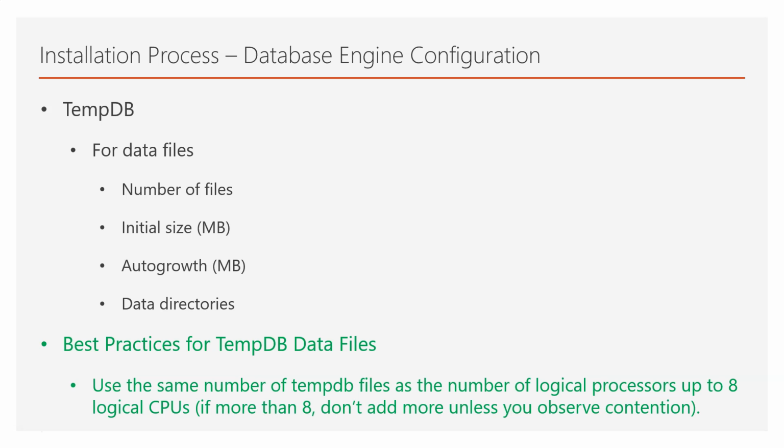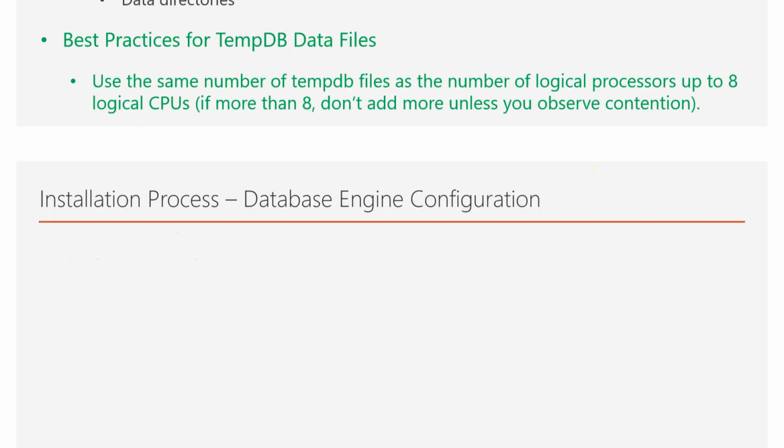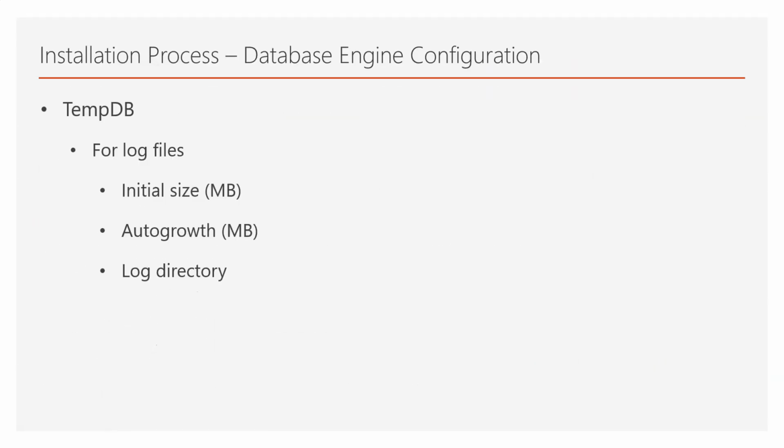So in case you have more than 8 logical CPUs, you start with 8 TempDB data files and you observe if you have contention. If you have contention, you can consider adding more data files for TempDB. At this point, note that during this installation step, SQL Server counts the logical processors on the server and recommends the number of data files that you should use. Now, regarding the TempDB log files configuration, you need to set the initial size and auto-growth again, like you did in the data files, and the log directory.